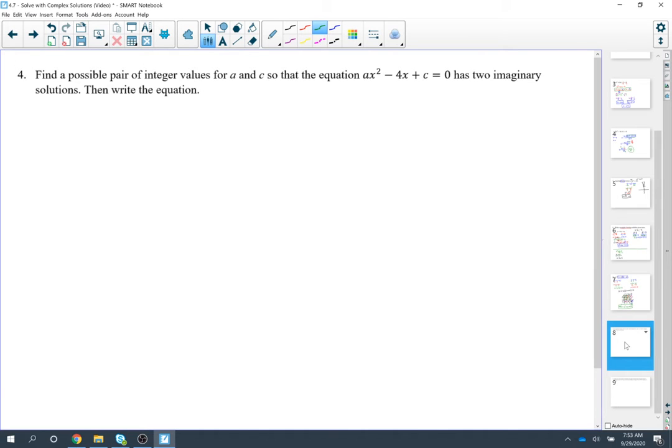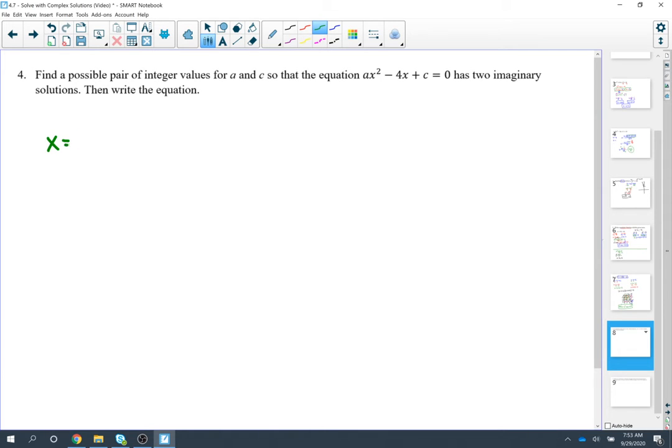Example 4. Find a possible pair of integer values for a and c so that the equation ax squared minus 4x plus c equals 0 has two imaginary solutions. Then write the equation. Now, if I wanted to have two imaginary solutions, I'm going to go back and think about our quadratic formula for a minute.